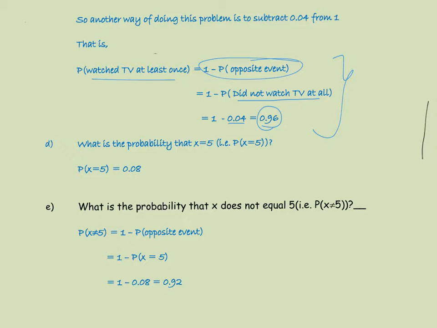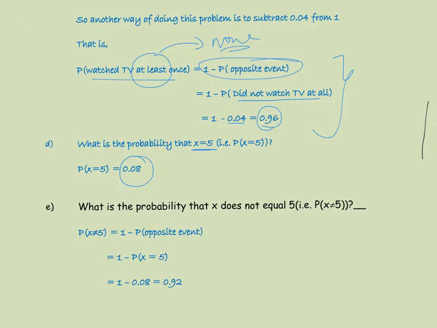So at least, the opposite of that is none. So at least once, did not watch at all, so that would be none, and that's how we figure out the opposite event. What is the probability that x equals 5? That is, what is the probability that a young person watched television exactly 5 days in the last 1 week? That would just be right out of the table. The probability of x equals 5 from the table is 0.08.